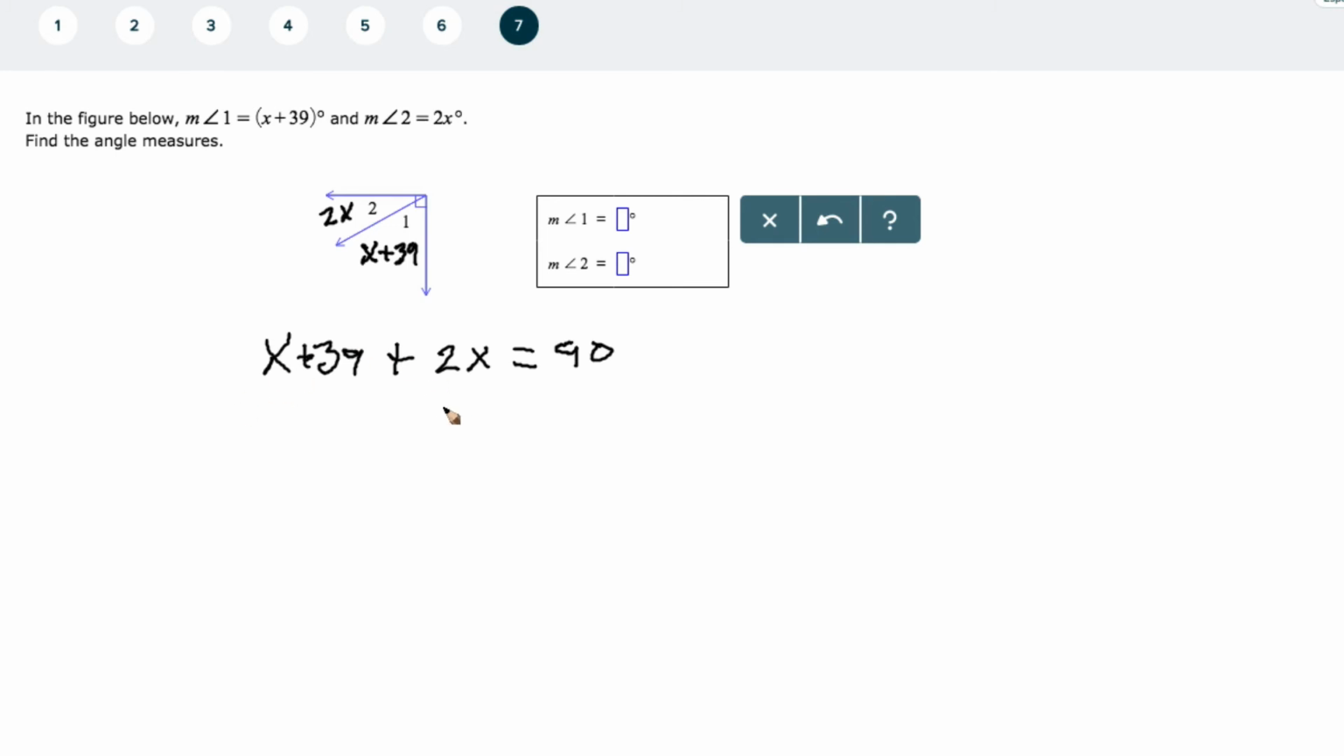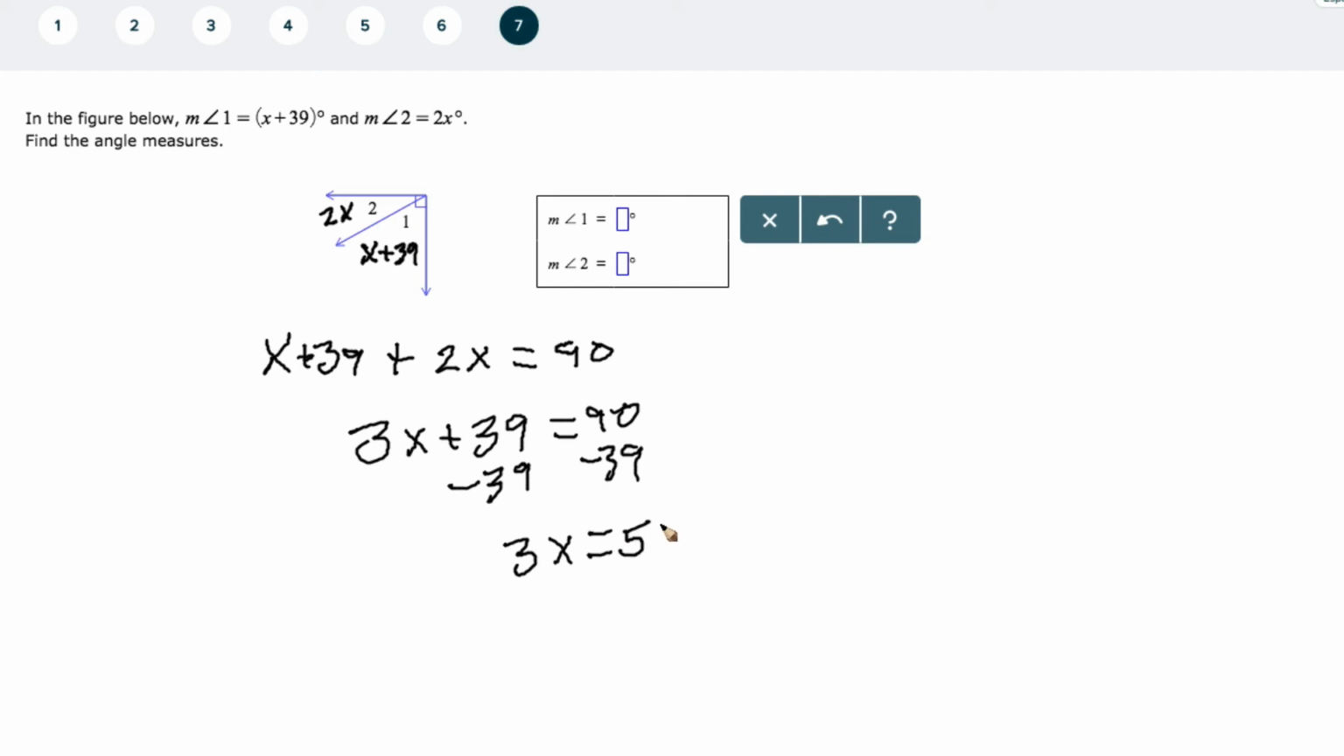Well, let's combine like terms. What's x and 2x? That would give us 3x plus 39 equals 90, minus 39 from both sides. And we have 3x, and I'll do that on the calculator just to make sure I've got it right. 3x equals 51. Divide by 3, and we see that x equals 17. Now this is not our answer. This is x right here.